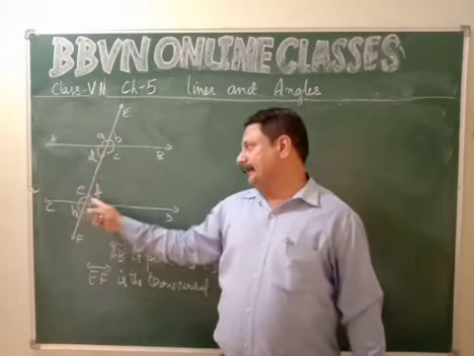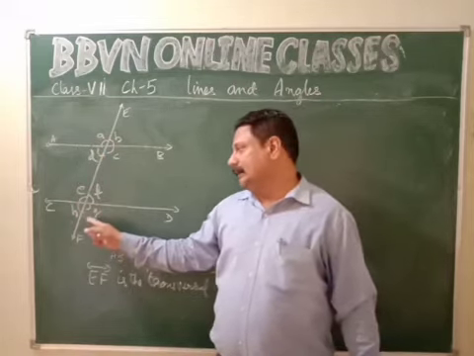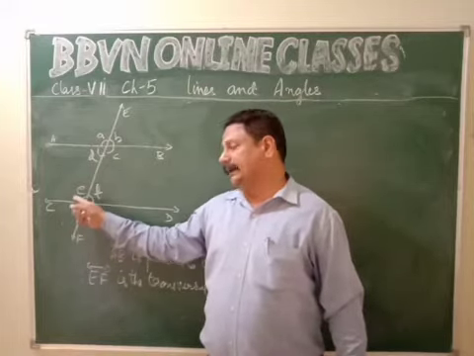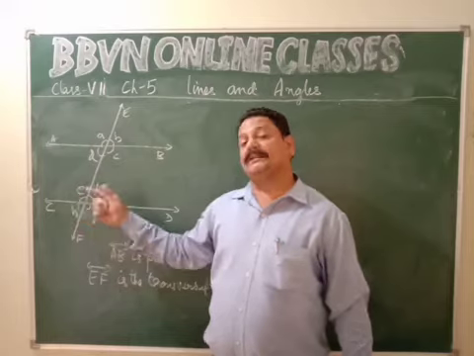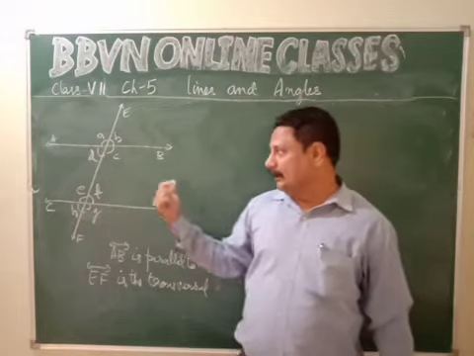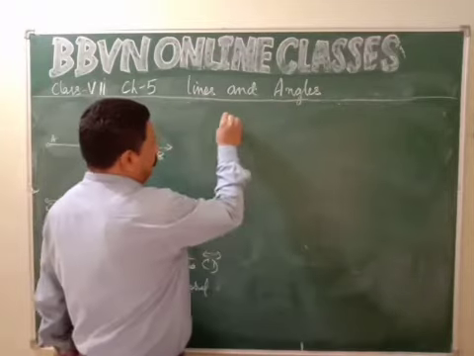In the same way, E, F form a linear pair. F, G form a linear pair. G and H, they form a linear pair. H and E, they also form a linear pair. It's just to recall whatever you have studied in the previous classes. Now let's discuss certain properties. Property number 1.